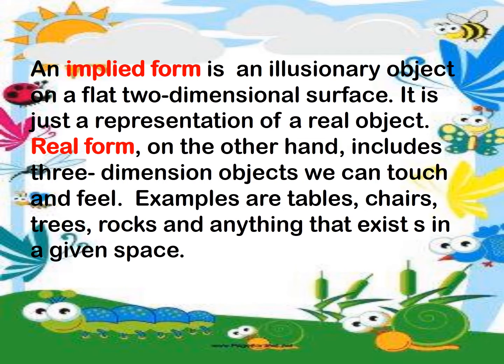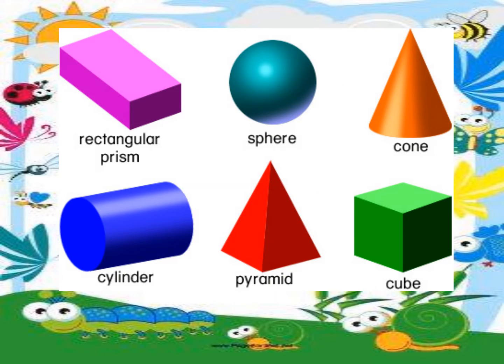Implied form is an illusionary object on a flat two-dimensional surface. It is just a presentation of a real object. And real form, on the other hand, includes three-dimensional objects we can touch and feel. Examples are tables, chairs, trees, rocks, and anything that exists in a given space. This is the example of rectangular prism. This is a sphere, this is a cone, this is a cylinder, a pyramid, and a cube.